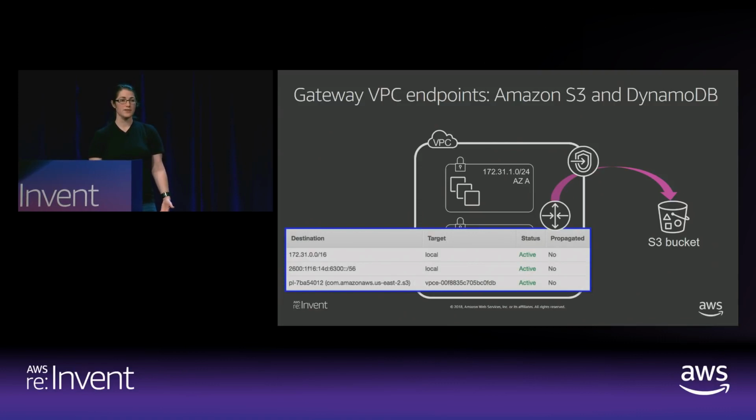You have a route table. It says traffic that looks like it's destined for S3, send it to the VPC endpoint. You're not going to change your code. You don't have to do anything. It is just going to work.